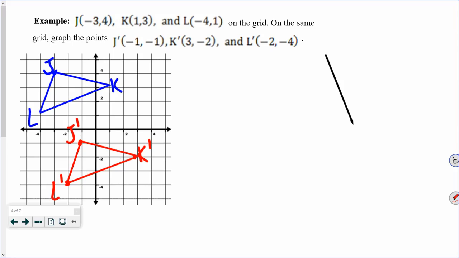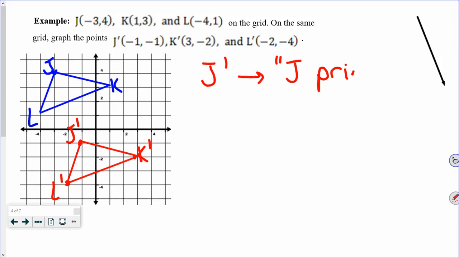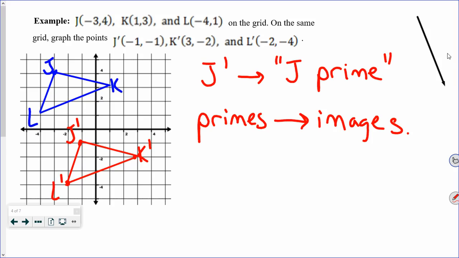So you might think, okay, it's not really an apostrophe in math. This is called a prime. So if we have J apostrophe, we say this as J prime. All this means is that if we're looking at a prime, we know we're looking at the image. So primes are attached to images. If we have no primes on our figure, then we know we're looking at the original figure, which is the pre-image.